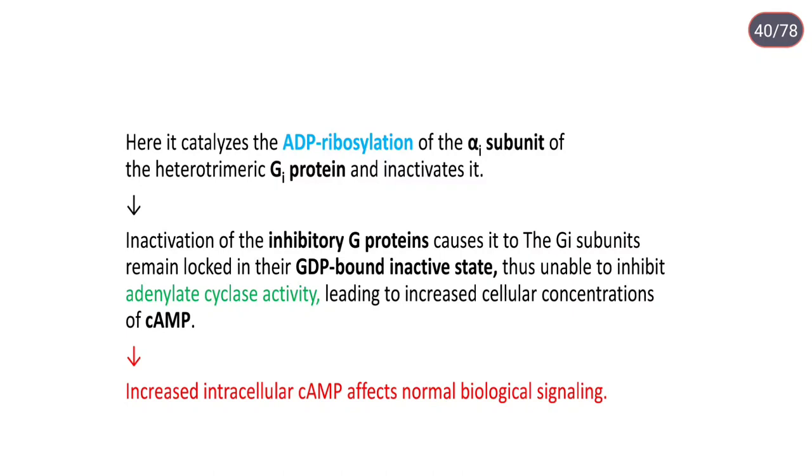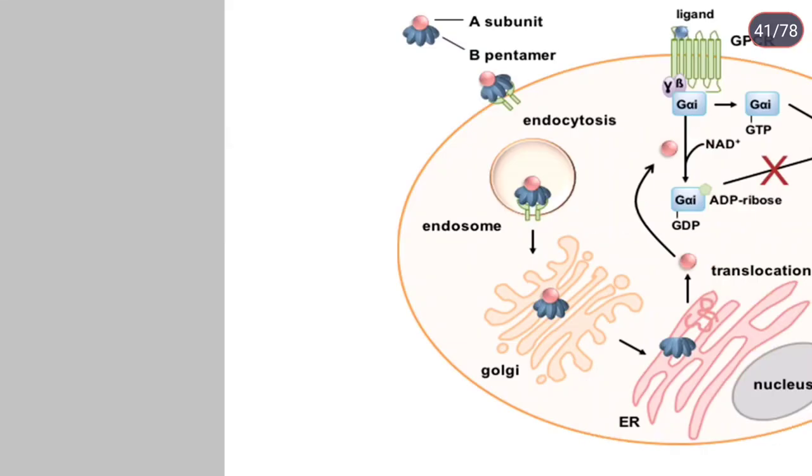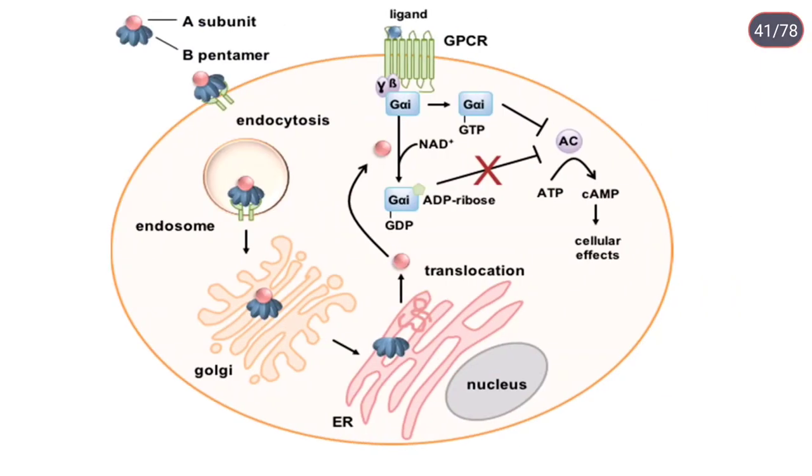So inactivation of the G protein causes the G inhibitory subunits to remain locked in their GDP-bound inactive state, which causes increased adenylate cyclase activity, because normally this inhibitory protein suppresses the action of adenylate cyclase. So whenever this G protein gets blocked, the adenylate cyclase activity will be increased, and adenylate cyclase will cause the breakdown of ATP into cyclic AMP, and this cyclic AMP in turn causes the biological signaling or the symptoms of the pertussis toxin.